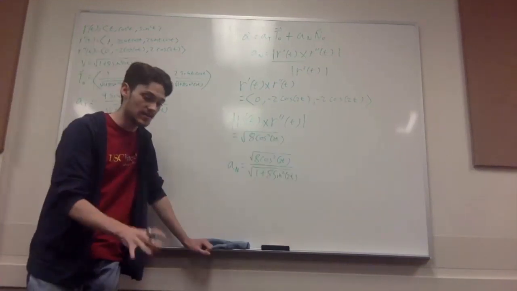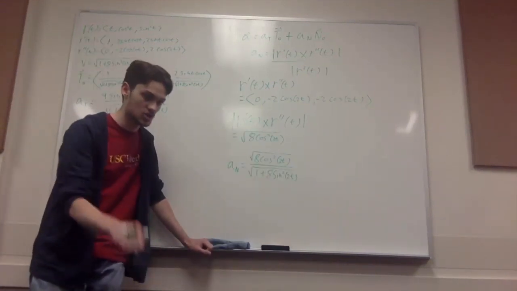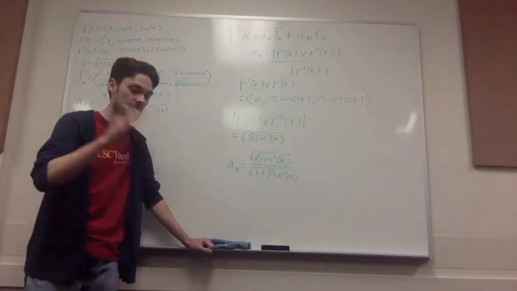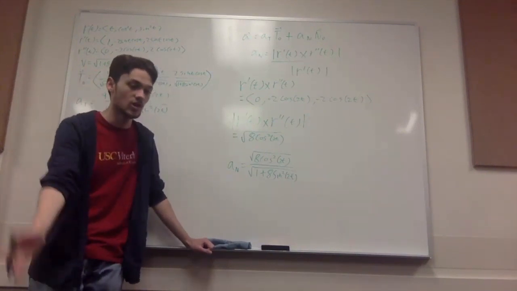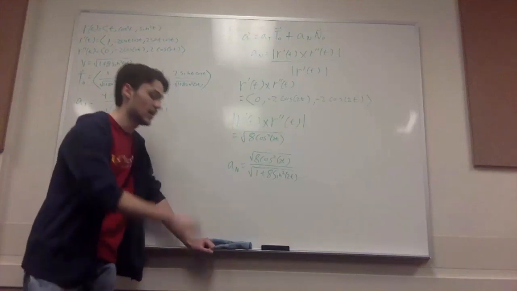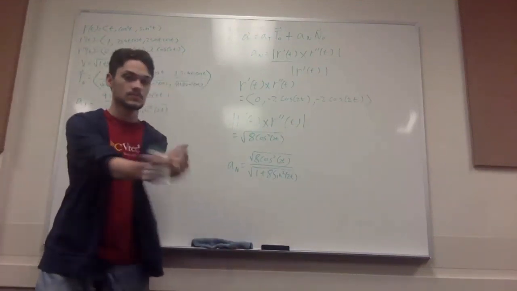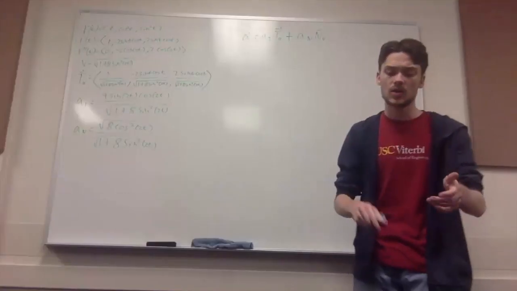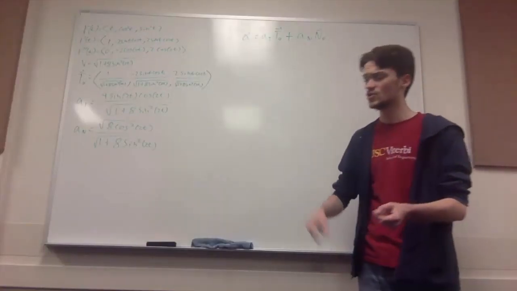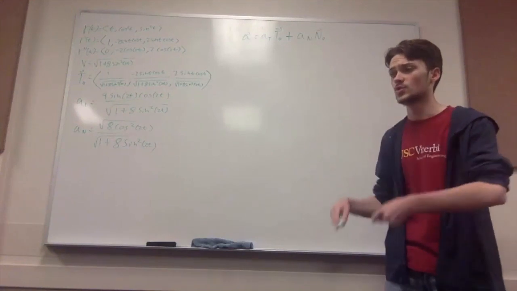Oh. So this is the magnitude of the acceleration in the normal direction. If we multiply this times the unit normal vector, we are going to get a vector that points in the acceleration in the normal direction. Cool. So now we have everything that we need to solve for the unit normal vector.